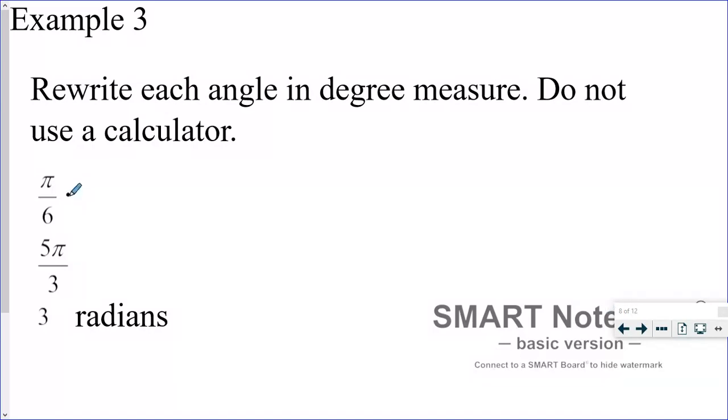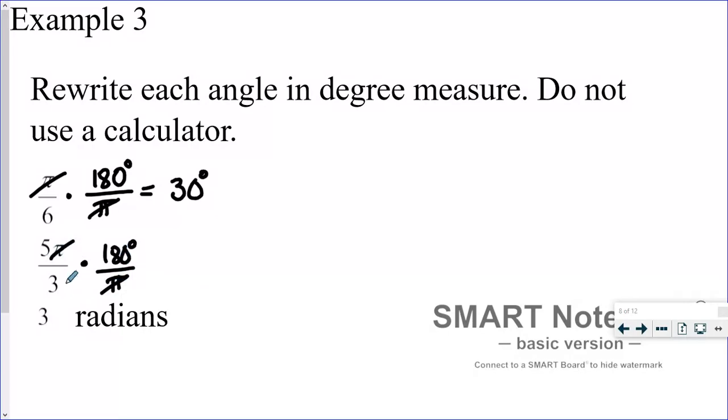Okay, so here we're trying to convert to degrees, so we are multiplying by 180 over pi. Here the pi's cancel. 180 divided by 6 is 30, so 30 degrees. 5 pi over 3, again, we multiply by 180 over pi. My pi's again cancel. 180 divided by 3 is 60, and then if I multiply that by 5, 60 times 5 is 3.